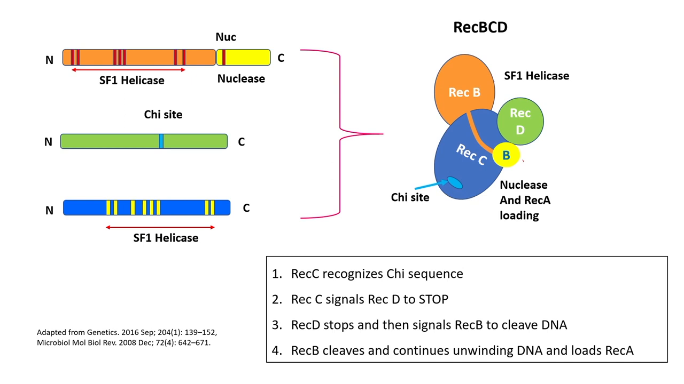Now, what are the different functions of these different constituent proteins? RecC recognizes the chi sequence, as already told to you. Once it recognizes the chi sequence, it signals RecD to stop, not to go further.